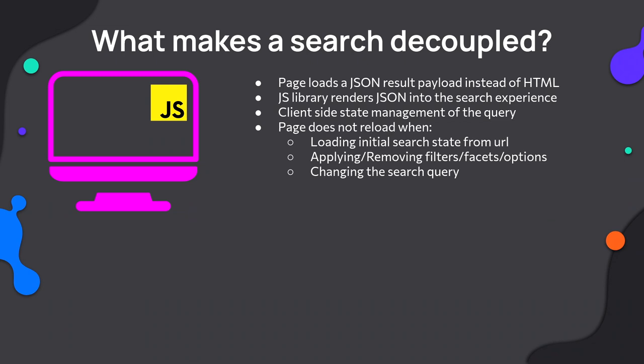All right, so what makes a search decoupled? Generally, we've touched on a couple of points. Instead of loading HTML, we're going to be loading JSON so that we can render on the front end with JavaScript. We have some type of library that consumes that JSON and turns it into the actual search experience. There's going to be client-side state management of the query. So we'll still end up updating the URL, but we're also going to be managing a state so that all the components and elements that we just reviewed know what the state of the search is and can react appropriately when things change.